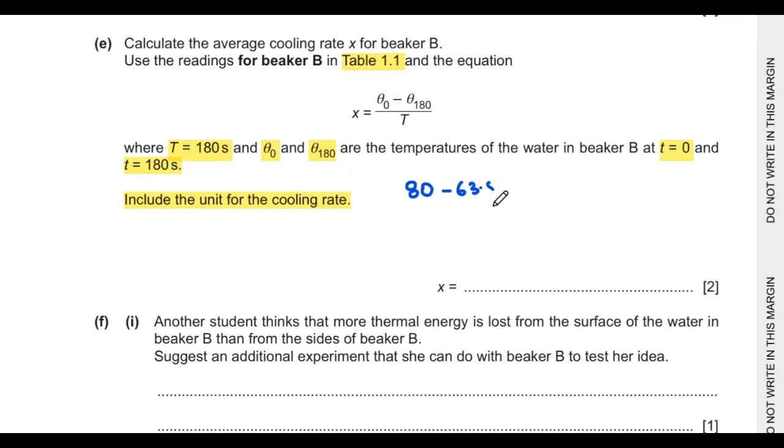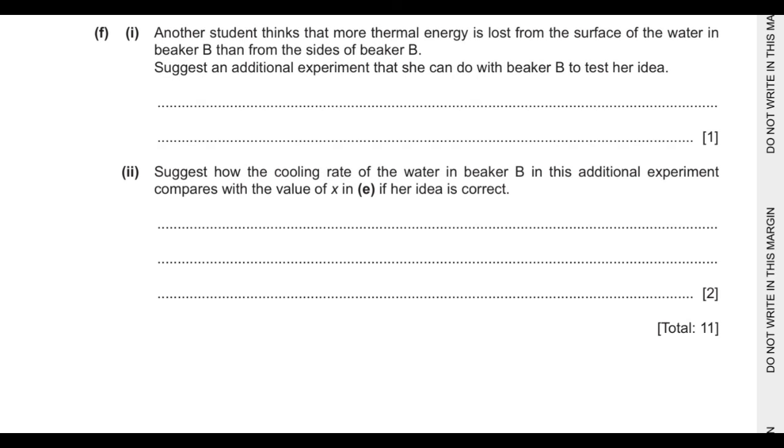So it is 63.5 for beaker B and the time interval between these two is 180 seconds. Now doing this calculation, I will get the rate of cooling, which is 0.0917. Now coming to units, in the numerator it is degree Celsius and in the denominator it is seconds, so it is degree Celsius per second.